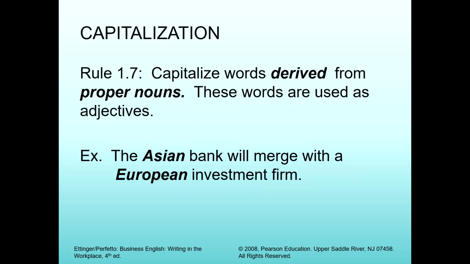Let's keep going. Rule 1.7. Capitalize words derived from proper nouns. These words are used as adjectives. So in many cases, if you have the continent Asia, let's say here this is an example, which is a proper word, but this is the Asian bank will merge with a European investment firm. Now Asian and European, the bold words here, are not nouns. They are adjectives. They really describe the bank, Asian, and the investment, European. So these are not proper. They are derived from proper, but they still take the capital letter. So Asian is capitalized, European is capitalized.